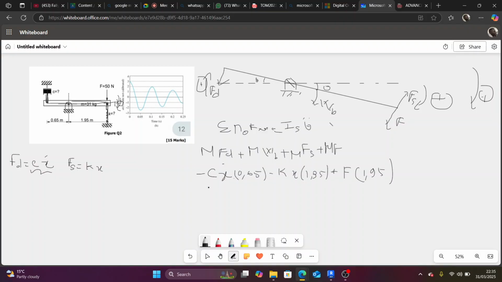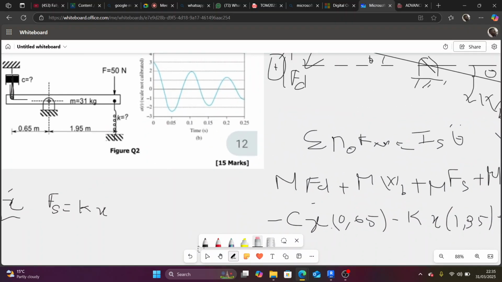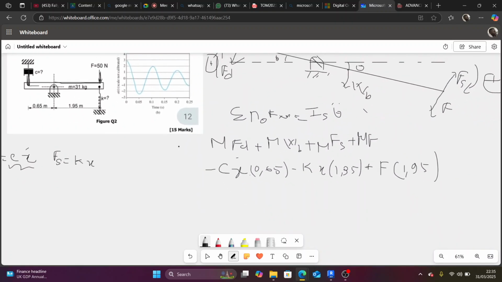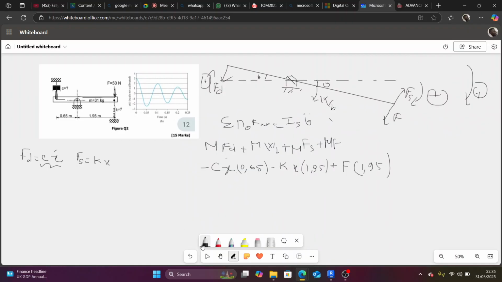I'm just a bit confused with that 1.95. Let me zoom for you. This is the pivot, right? Yes. This is F, the force. What is the perpendicular distance from here? No, I see it now, sir. Thank you. It's just technology, my brother.